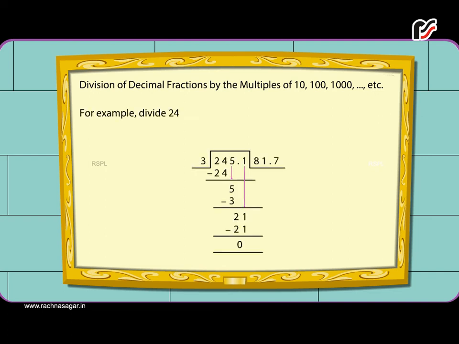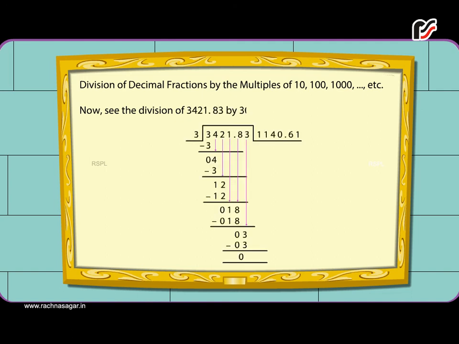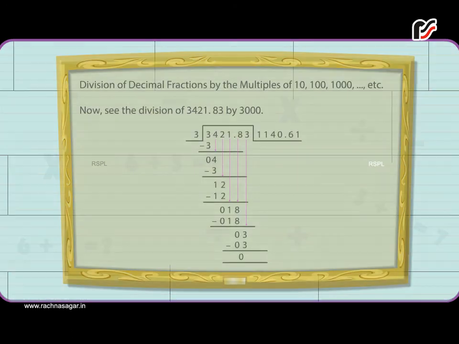Division of decimal fractions by the multiples of 10, 100, 1000, etc. For example, divide 245.1 by 30 in the following manner. Now, see the division of 3,421.883 by 3000.